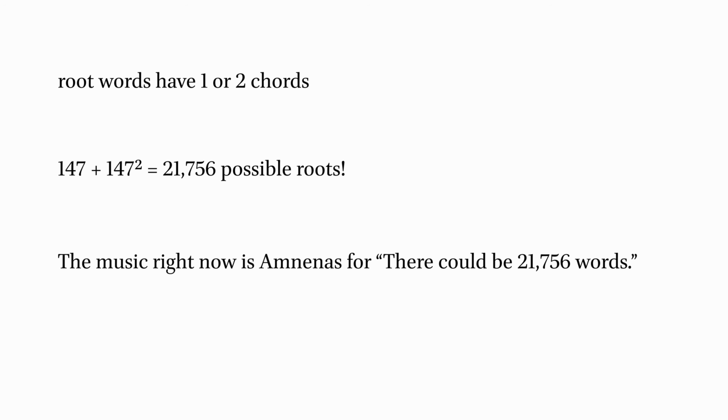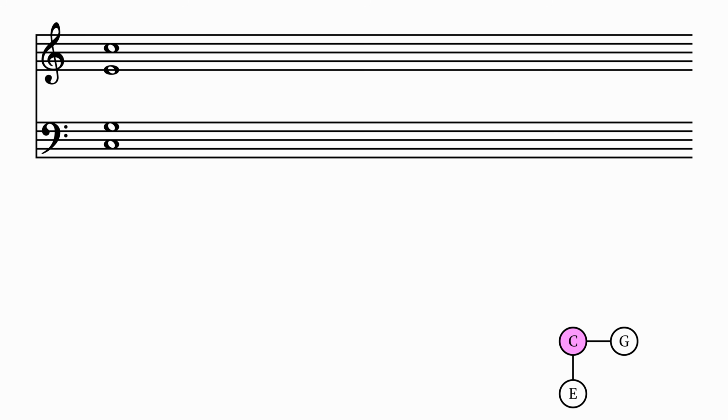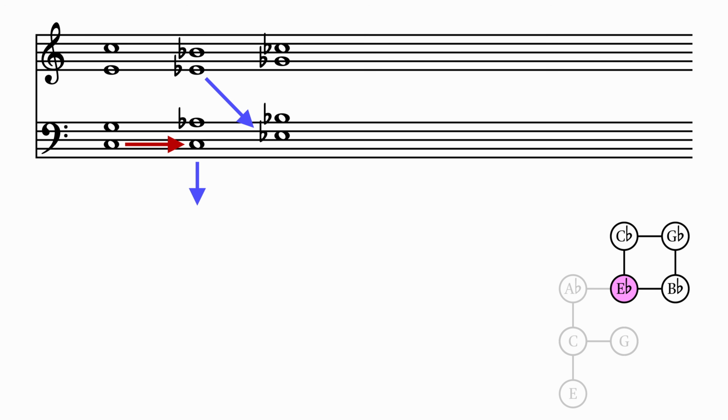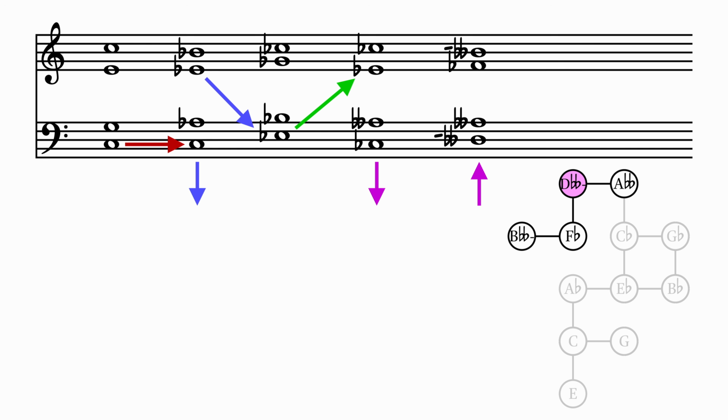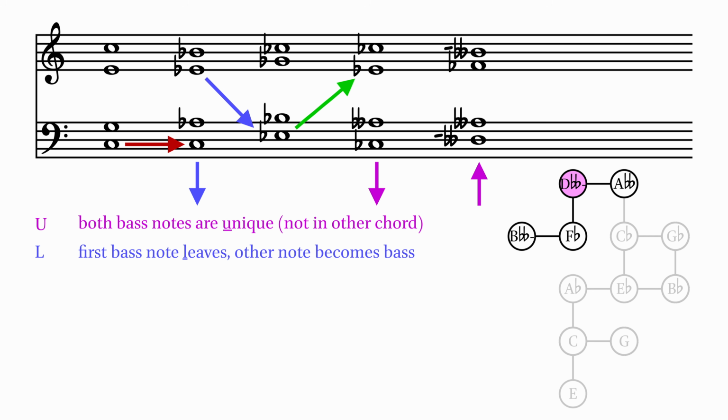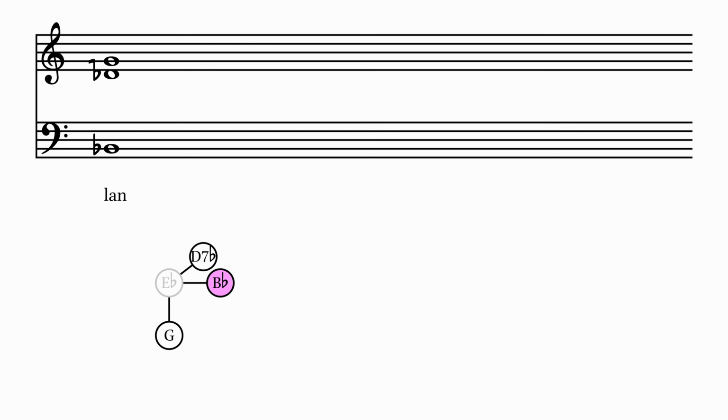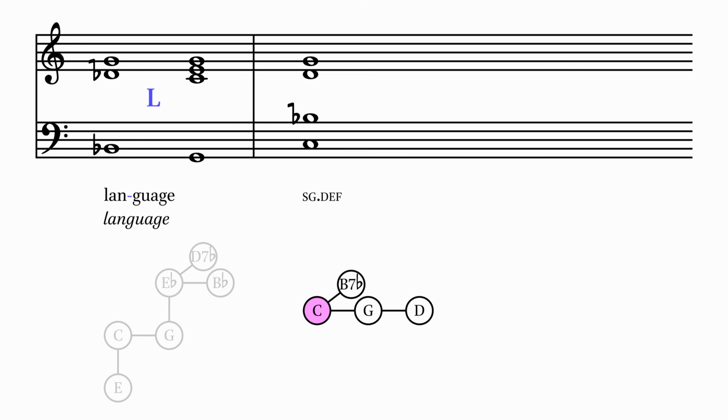But we'll need some way of distinguishing a 2-chord root from 2 1-chord roots back to back. That's where the pivots come in. We can group them into categories based on the bass motion. Does the bass note stay the same? And if not, is the bass note of each chord present in the other chord as a non-bass note? We can divide up the possibilities into 4 different types of pivots, which we'll call U, L, M, and P pivots. If 2 chords are connected by an L pivot, they're part of the same word. That might mean they're 2 halves of a root, or that one of them is a prefix or a suffix on the other.